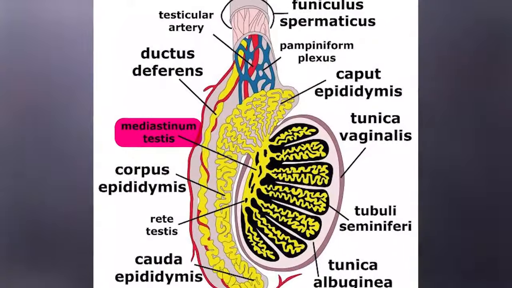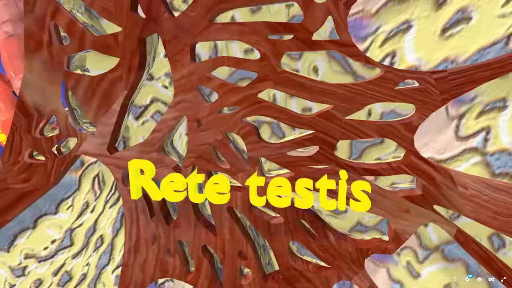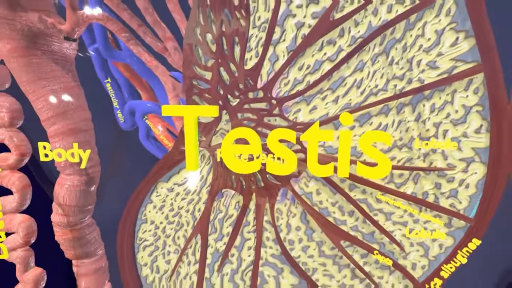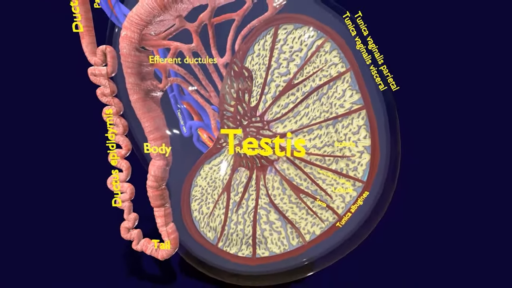Mediastinum of the testis. This is a connective tissue structure located in the posterior part of the testis. It contains the rete testis, a network of tubules that help transport sperm from the seminiferous tubules to the epididymis.